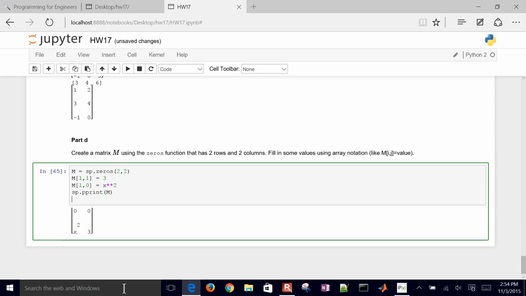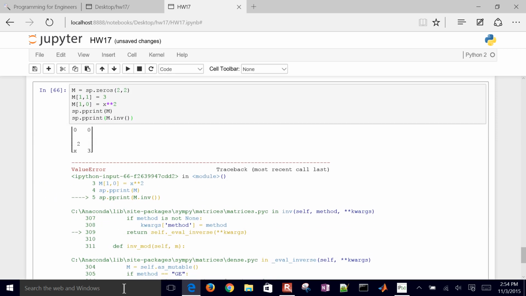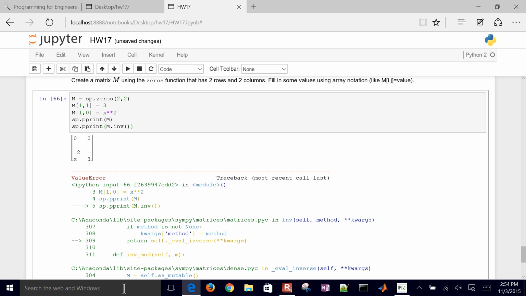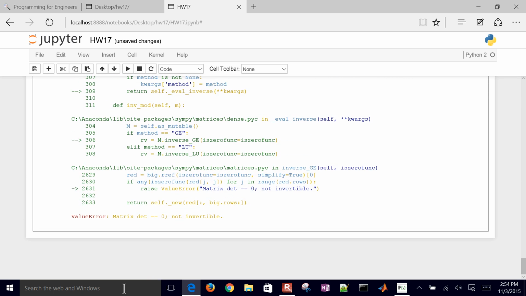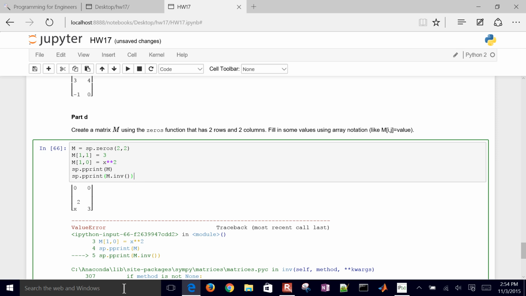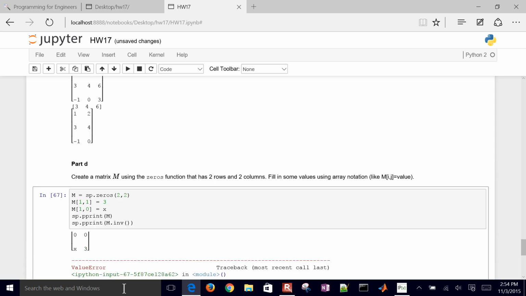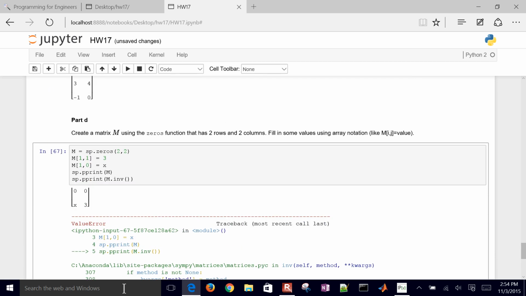And then if we did something like M inverse, okay, then let's go ahead and see what that would give us. Okay, it didn't like that. Not invertible. Okay, so some of these you can invert, some of them you can't. Okay, again, that one didn't work either. Okay, so some of the symbolic stuff it doesn't like to invert, but if you just had numbers in there, okay, and then we'll do M inverse.